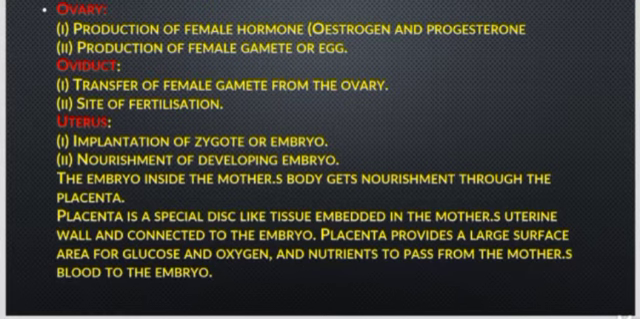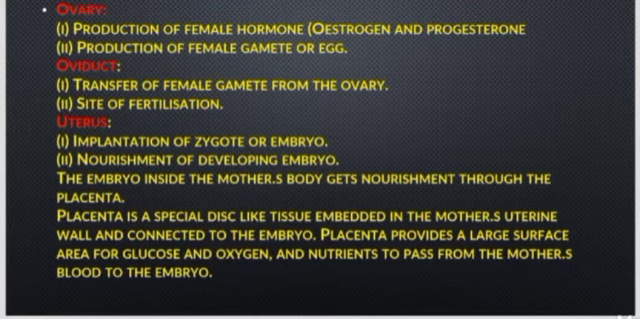And what is the role of the placenta? That was the second question in the same set. The placenta is present inside the uterus, and it provides all the nourishment to the baby, oxygen to the baby, and also helps to release all the waste products from the embryo. The embryo inside the mother's body gets nourishment through the placenta. The placenta is a special disc-like tissue embedded in the mother's uterus wall and connected to the embryo. The placenta provides a large surface area for glucose, oxygen and nutrients to pass from the mother's blood to the embryo.